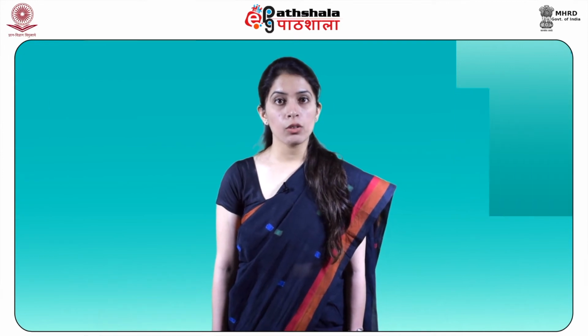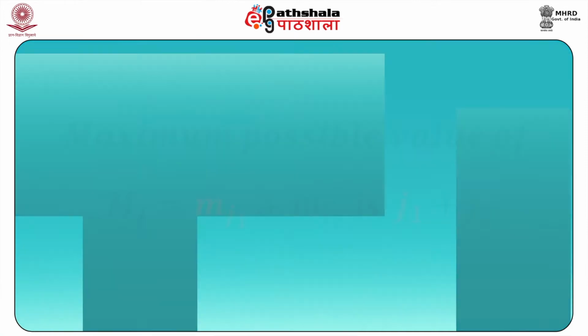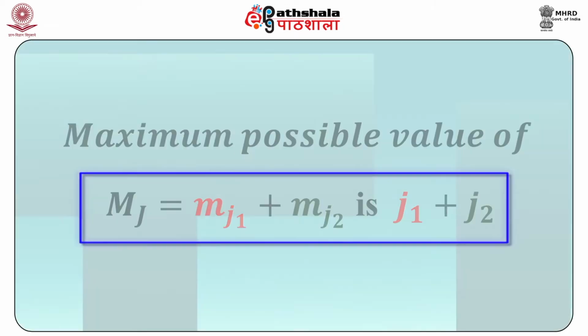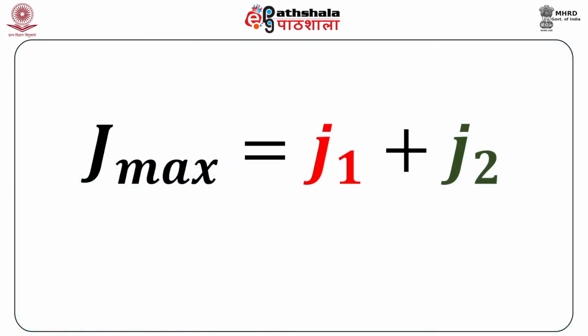The highest value of small mj1 is small j1 and the highest value of small mj2 is j2. Now using this, we can conclude that the maximum possible value of capital Mj can be taken as the sum of small mj1 plus small mj2, which is j1 plus j2. Since Mj varies from minus J to plus J, the maximum possible value of J must also be equal to the sum of j1 plus j2. With this, we define that Jmax has the value j1 plus j2.